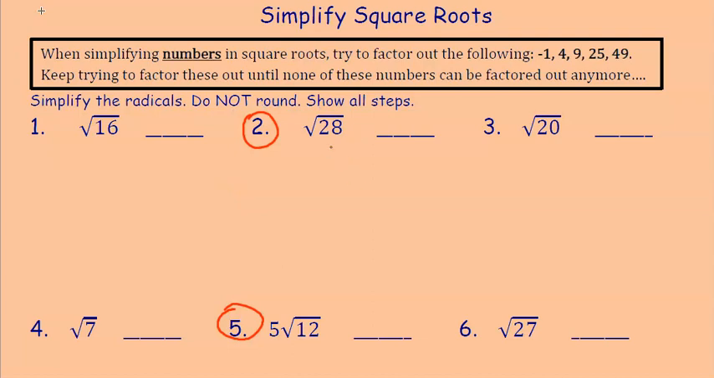Let's look at number 2. We have the square root of 28. So there's no negative, so we can skip the -1. 28 divided by 4 is 7. So we have the square root of 4 times the square root of 7. That's 2 square root 7.